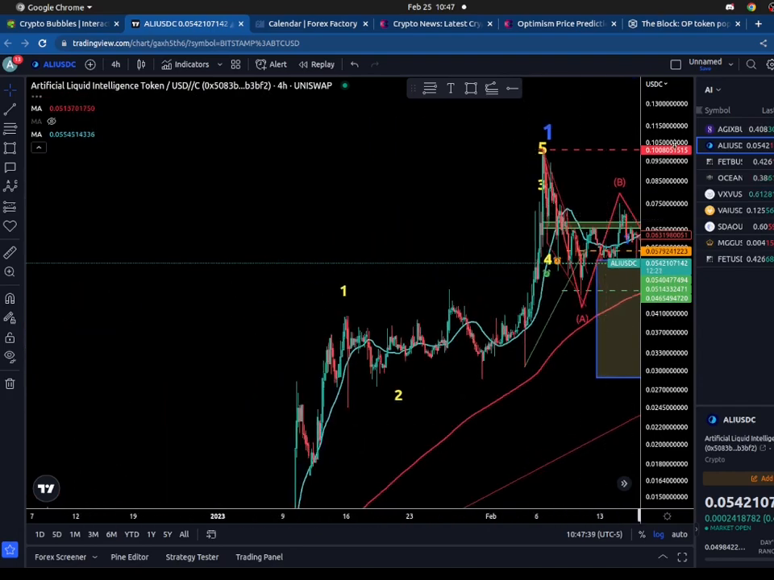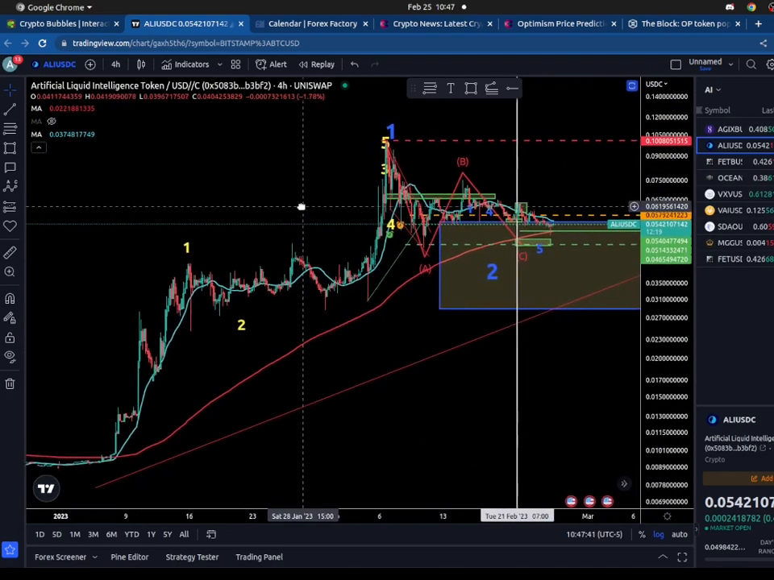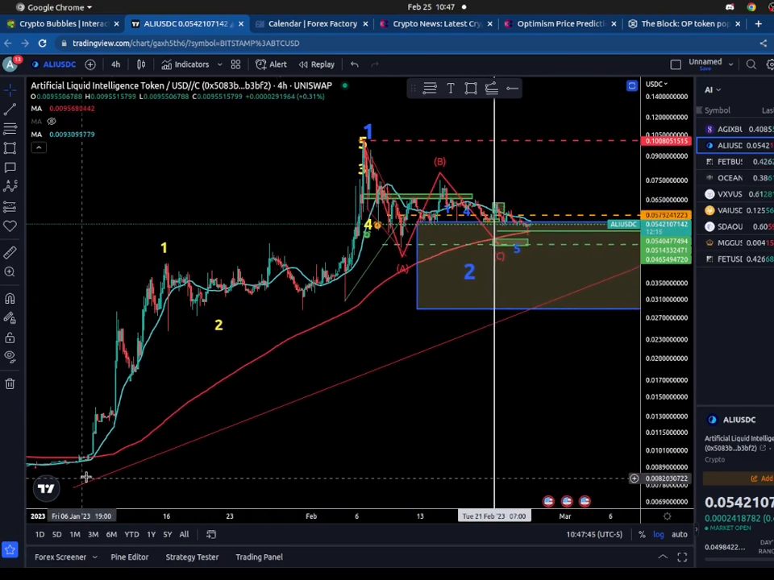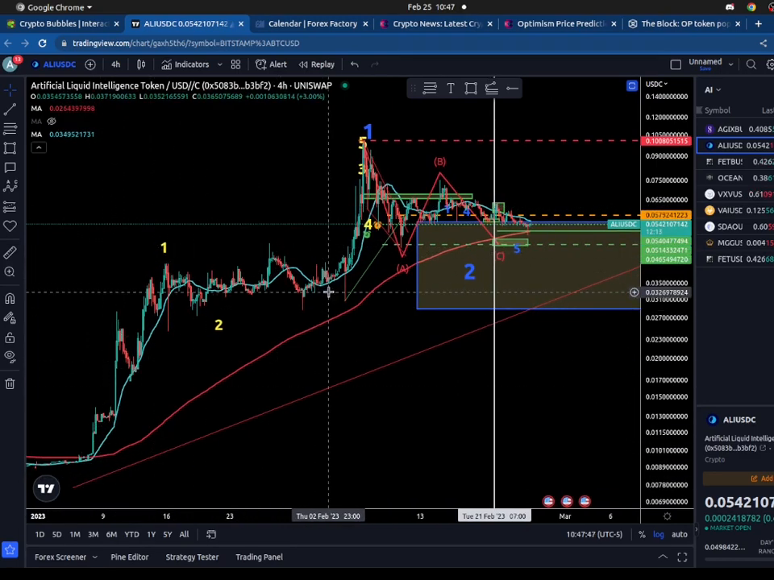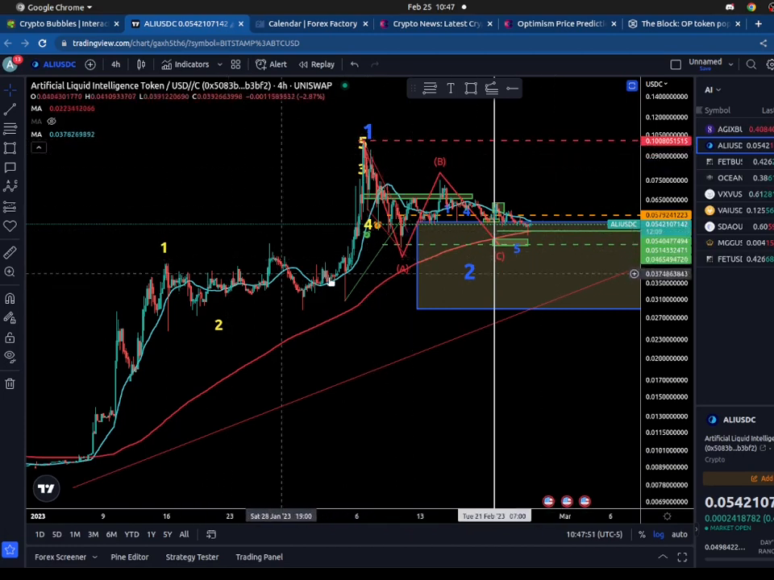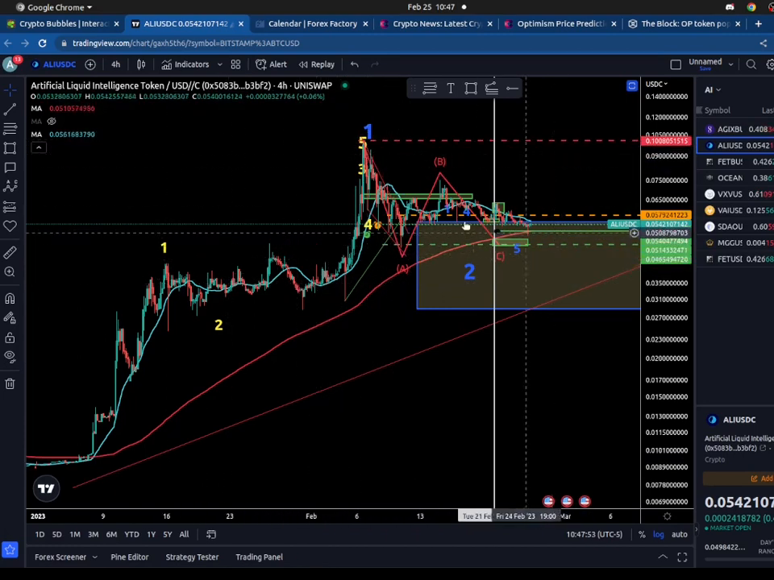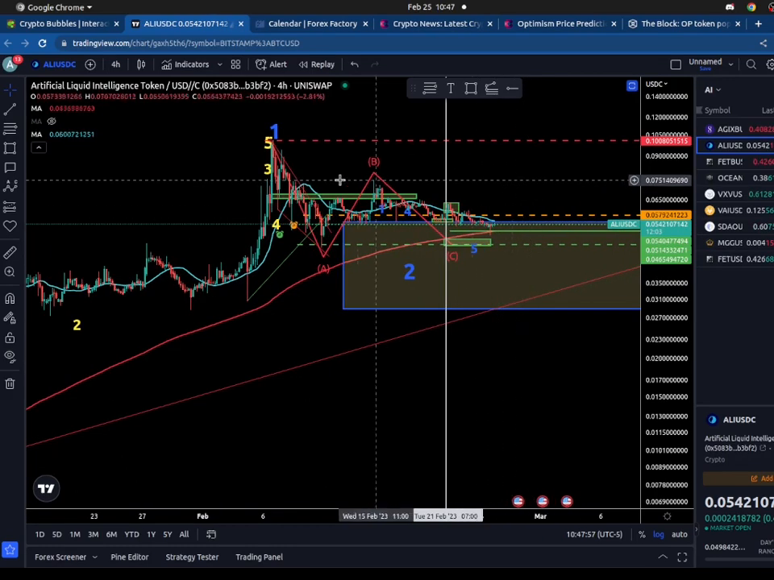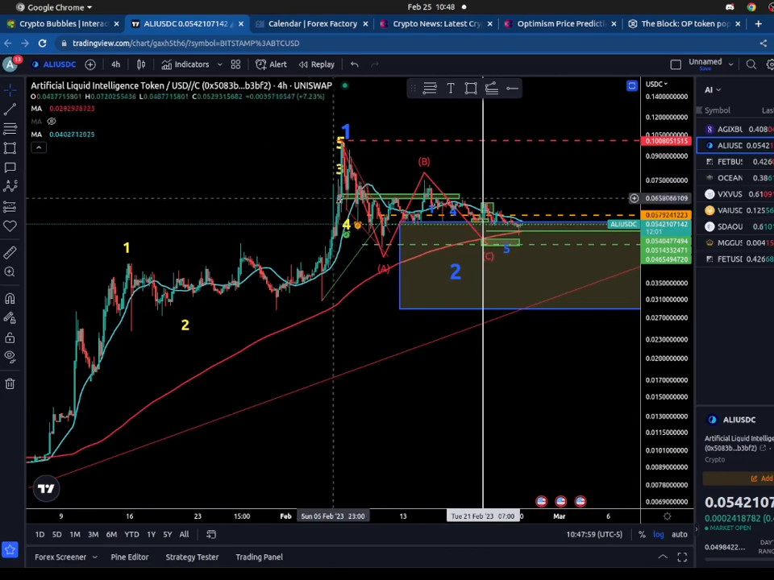The other way to count, I'm not putting it today because I'm a little bit short on time, but this could have been just a 1 and this is a 2, this was a 3 and this is a 4, but then we're having a very long wave 2 and 4, and usually it's either one or the other that's going to be long.